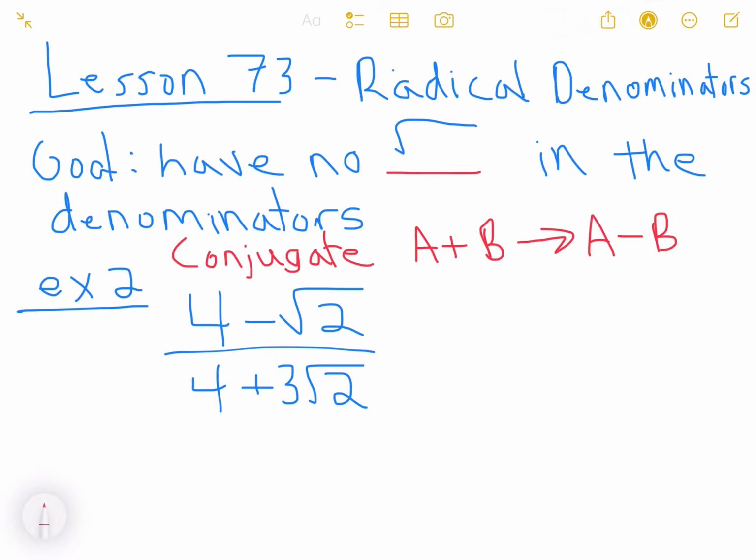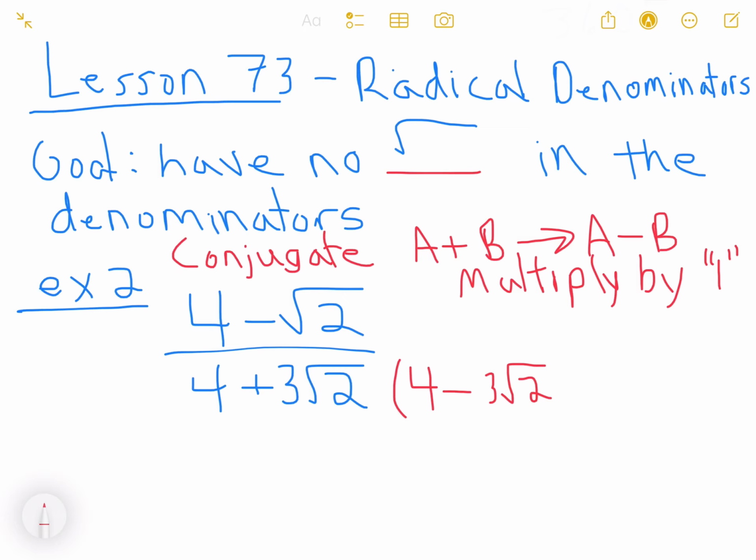So what I can do here, well, we talked about this: I multiply by 1. I say this every so often just to emphasize the point. That's what I'm doing a lot in math, multiplying by 1 to manipulate things. So here, what I want to do is get rid of the radical in my denominator, so I multiply the top and bottom by 4 minus 3 root 2, because that is the conjugate of the denominator.